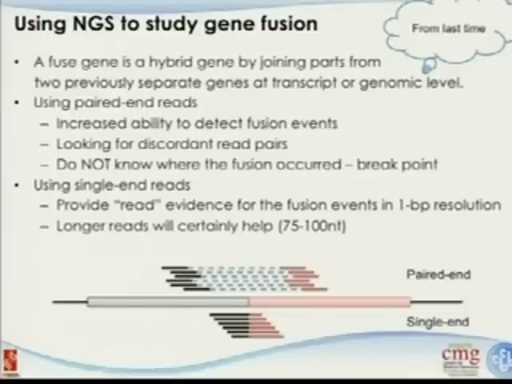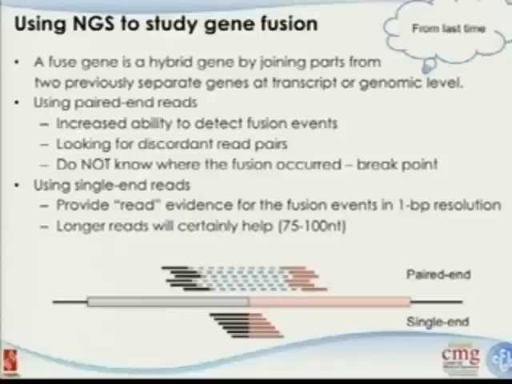And sometimes we have observed a lot of recurrent gene fusion events in different types of cancers, so people are very much interested in that. And using next-generation sequencing to study that, the first approach is that you can use paired-end reads to study gene fusion events. And it's like this. So this is one gene, this is another gene. They are not supposed to be next to each other in the reference genome, but somehow they fuse together.